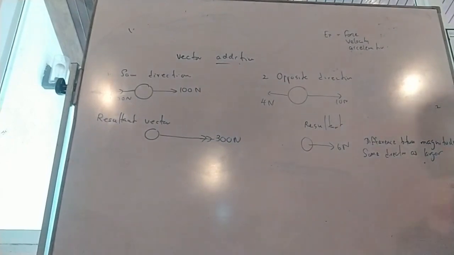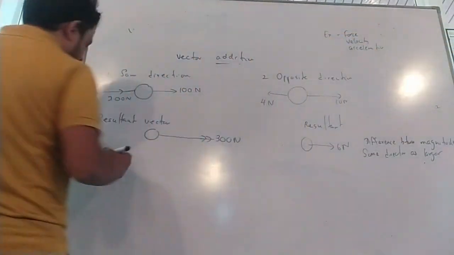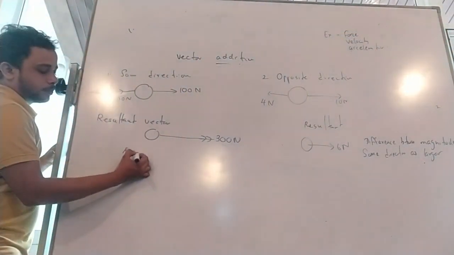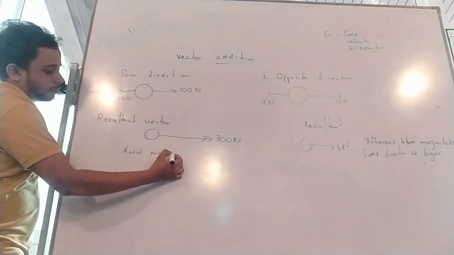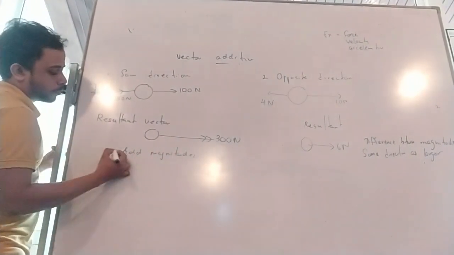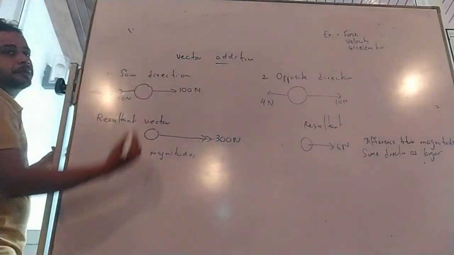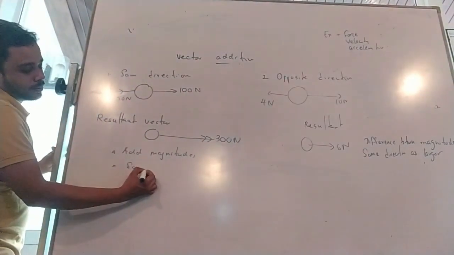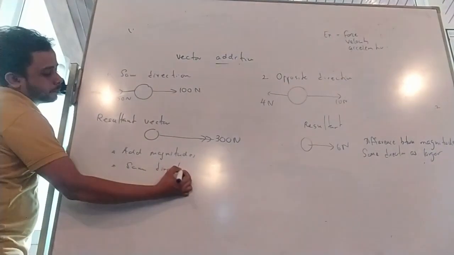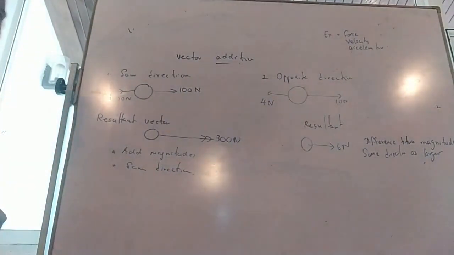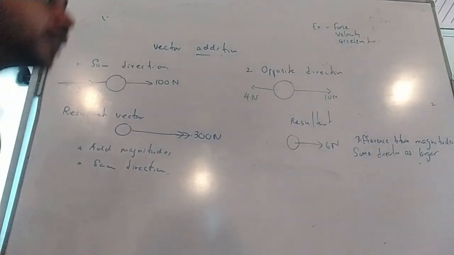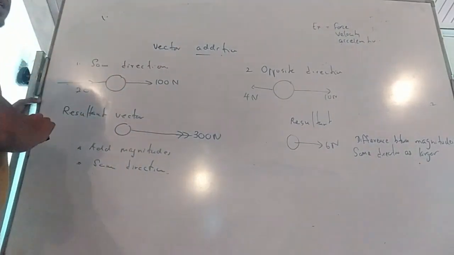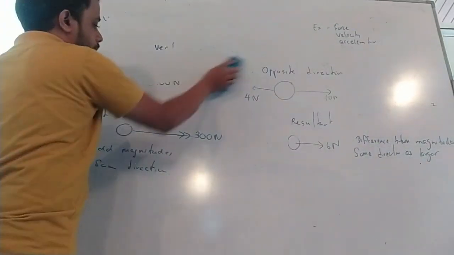In the case where the vectors point the same way, you just add the two magnitudes, and the resultant is in the same direction as the original vectors. Okay? So mention that. It's an important one. Now that's the same direction and the opposite direction.